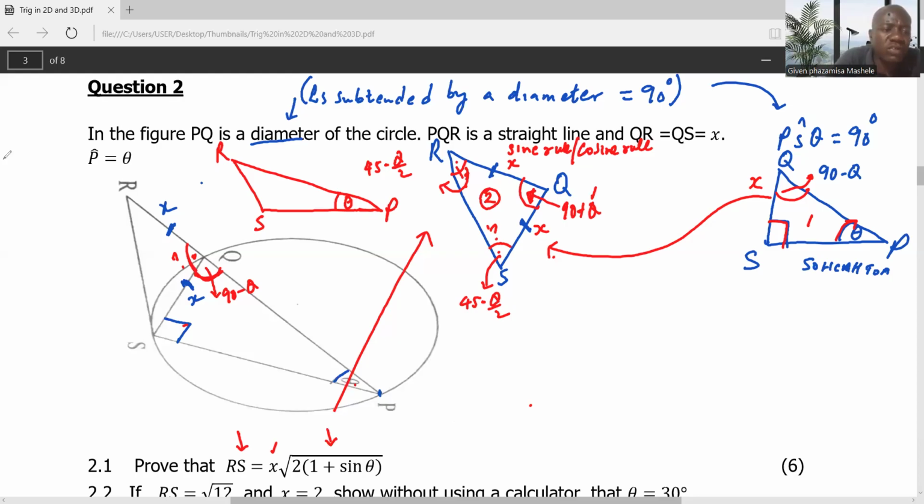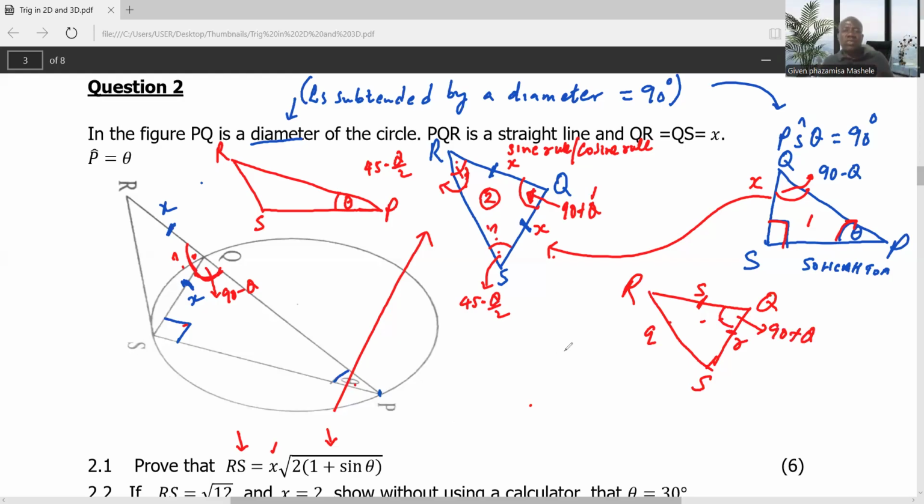Using the cosine rule, let me draw this triangle here so that we can see it again. Here is our triangle. That's R, that's S, which is what you're looking for. That's Q. Let's make small letter Q, because it's the opposite side, small letter R, small letter S. What do we have? We know the sides. They told us that QR and QS are equal, they're both equal to X. And we know the angle between them is 90 plus theta.